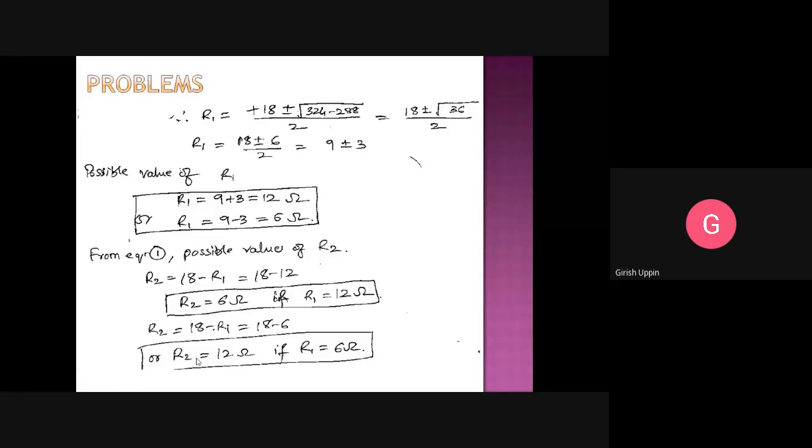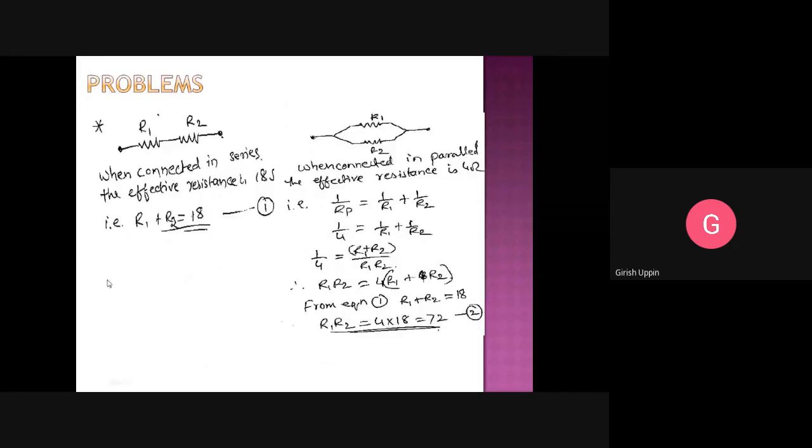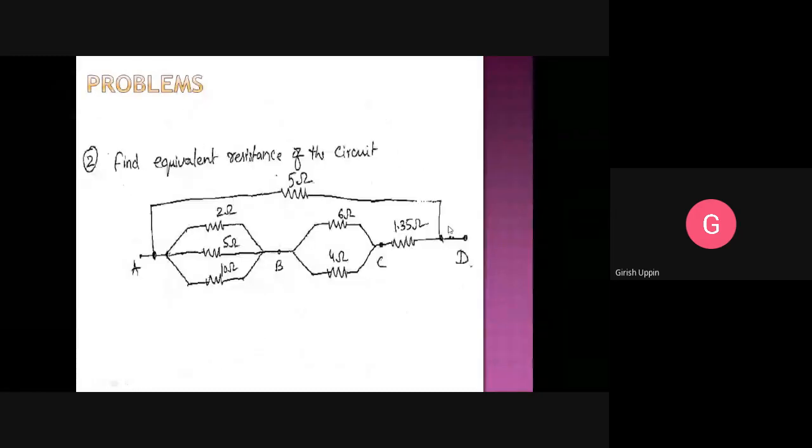And if you want to verify, that is simple, right? 12 plus 6, 18. And you can use this to find out the equivalent resistance which is in parallel. 1 by 12 plus 1 by 6. Okay, if you calculate, you will get it as 4. That is just to verify your answer.